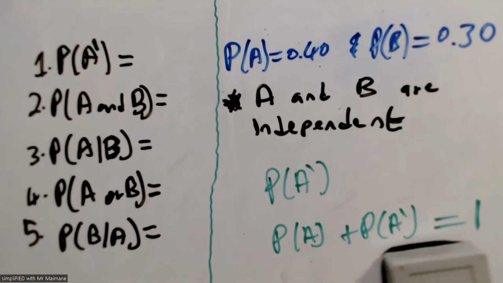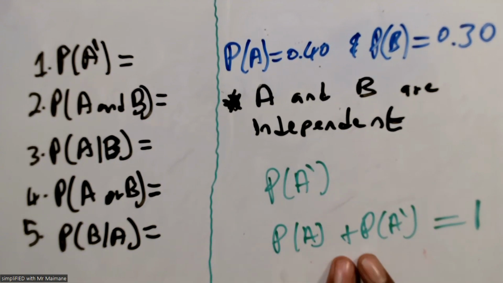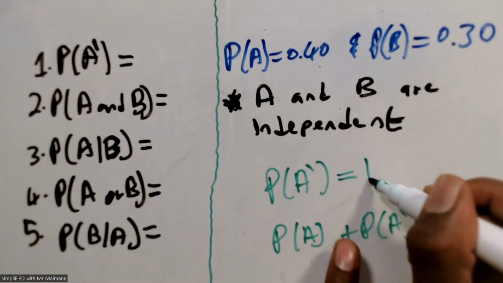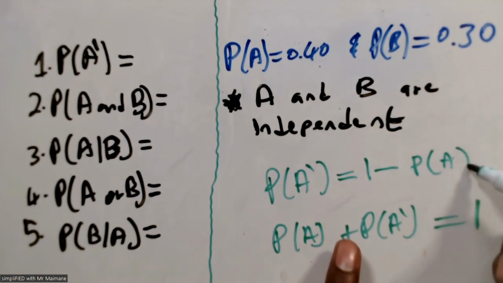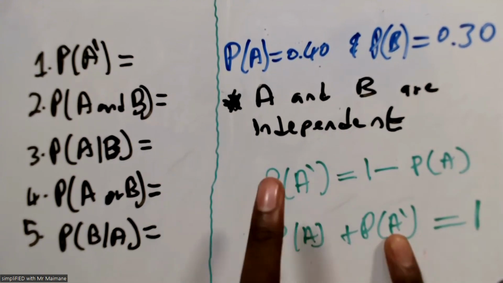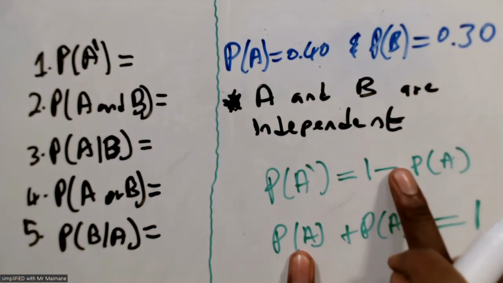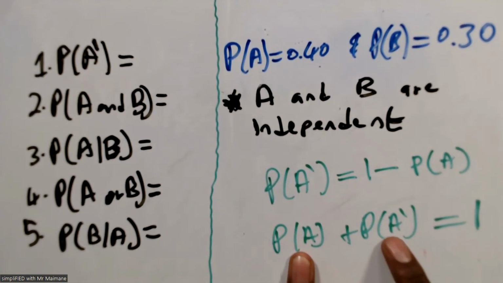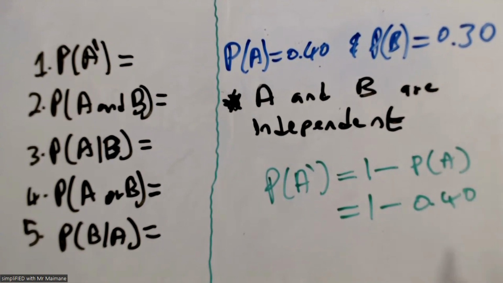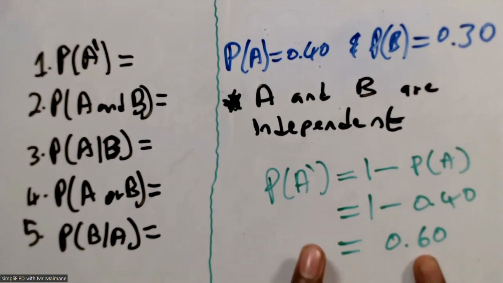But we're going to emphasize that later, because for now we just want to answer the question. So in this case, if the probability of A plus the probability of complement of A is equal to 1, the probability of complement of A is going to be 1 minus the probability of A. Because to get the complement, we take the probability of A to the other side of the equal sign, and since it was positive, it changes the sign and becomes negative. So solving for the probability of the complement of A, it is 1 minus 0.40, whereby I get 0.60. That's the complement of A.